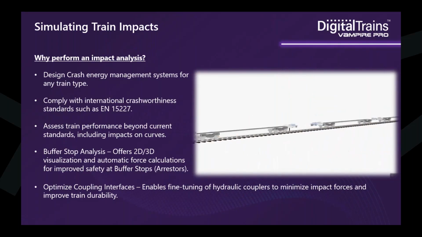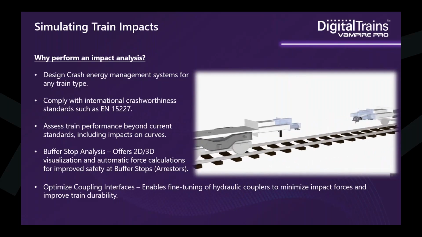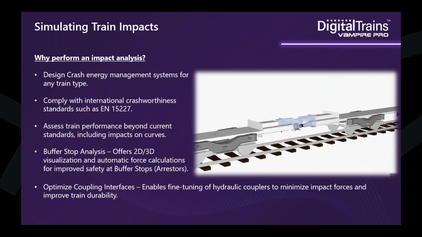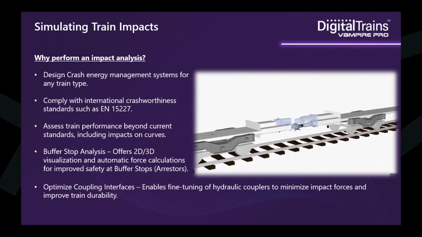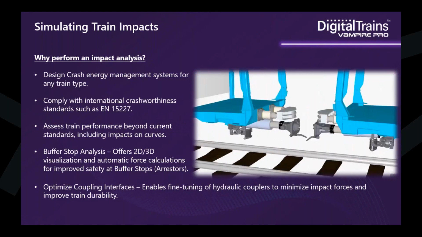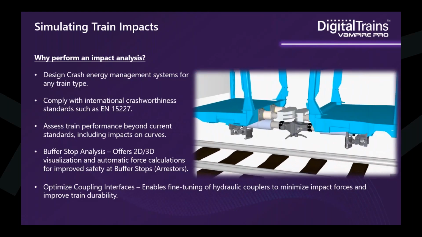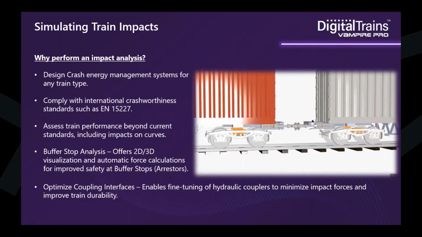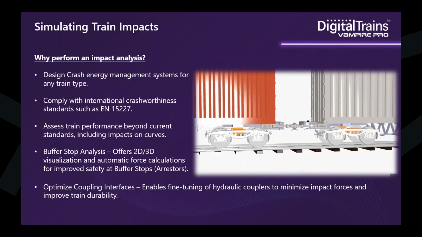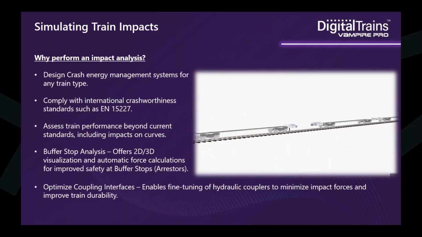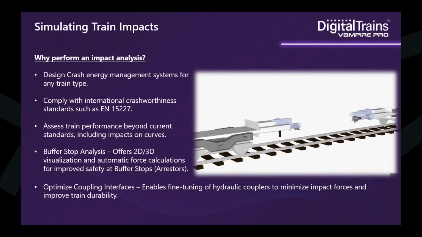We also have buffer stop analysis to ensure the end of rail arresters are sufficient to stop a train in the event of an overrun. Very important for protecting station platforms and commuters. And then the optimization of coupler interfaces. The performance of inter-vehicle energy absorbers can be optimized in the simulations to minimize impact forces and to improve the train durability, and therefore to reduce decelerations experienced by the passengers.